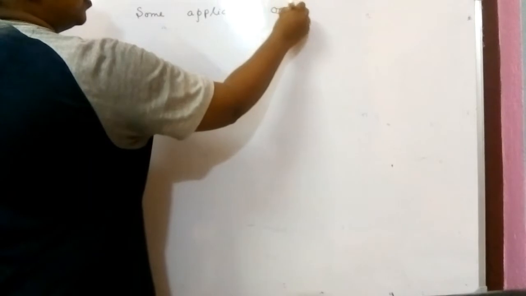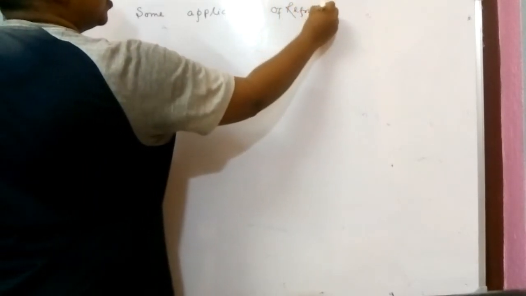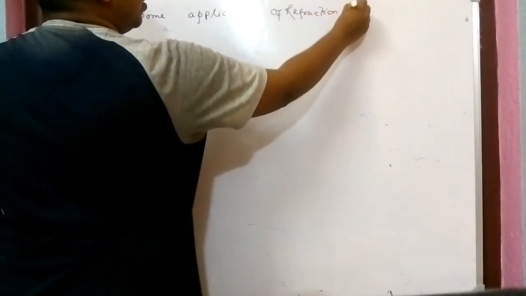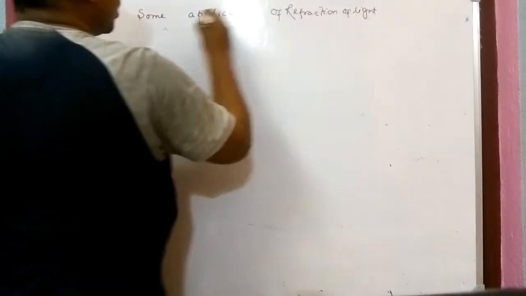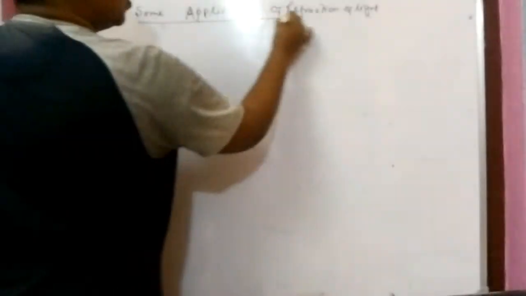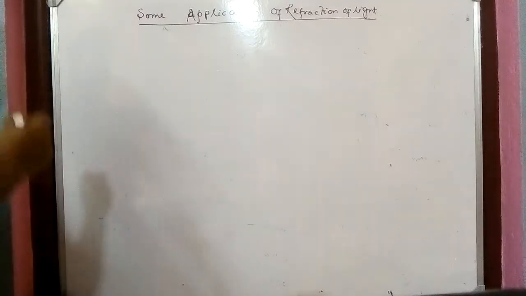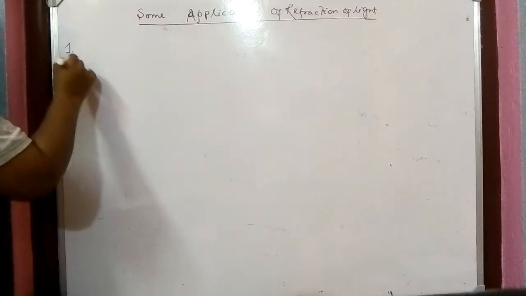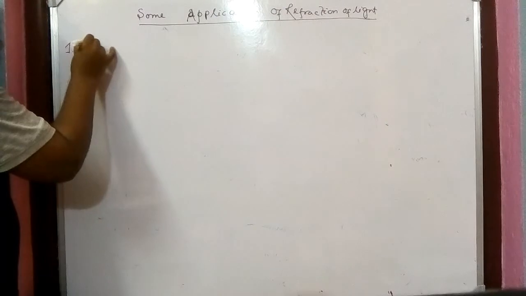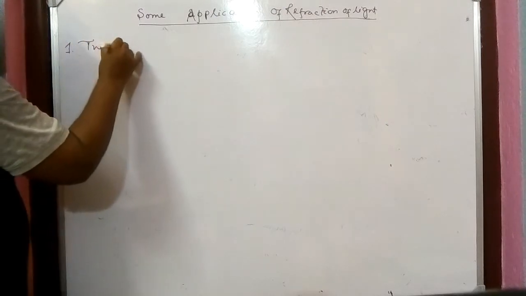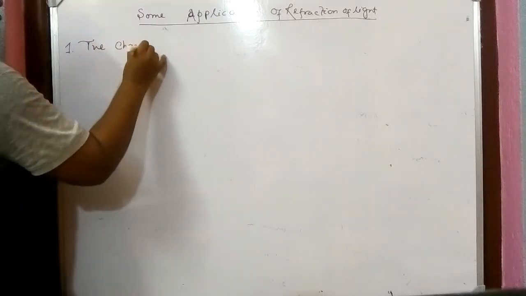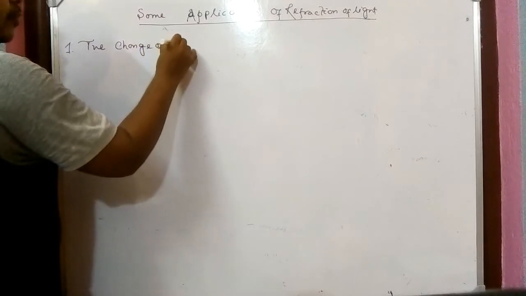So today we will discuss a little more interesting thing, that is some application of refraction of light. Okay, so we will see what will happen when the refraction of light occurs. Okay, let's see. So first point that will be written as the change of depth.